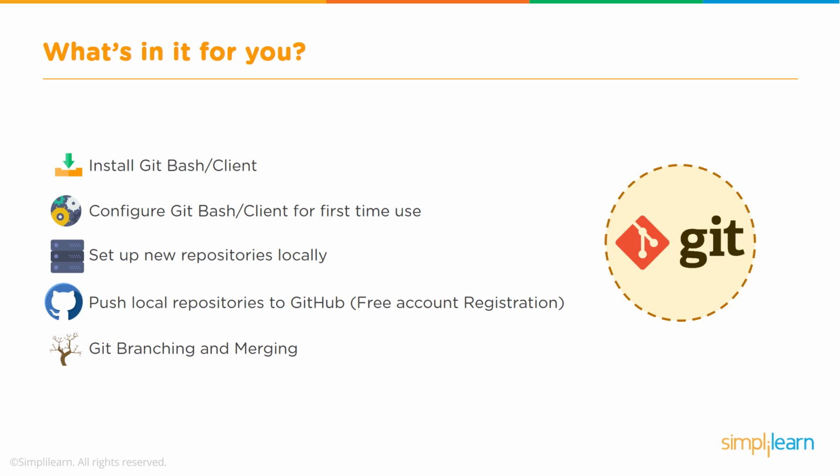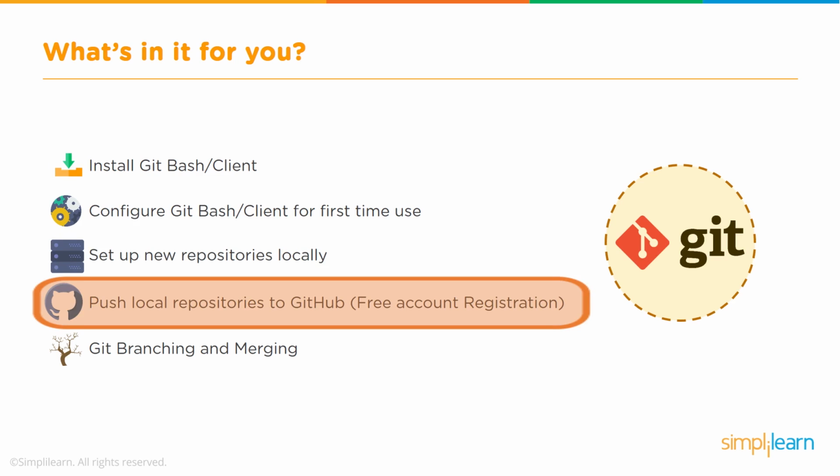I begin by installing Git Bash or the Git client and configuring it for its first time usage. Once I'm done with configuring the Git client, I'm going to spin up a few repositories locally and work on these repositories using Git commands. Once I'm happy with my local changes, I'm going to commit a few of them and then push these changes to a Git server of my choice.